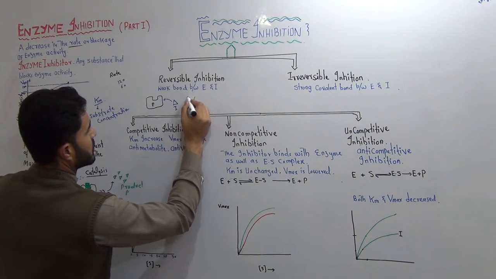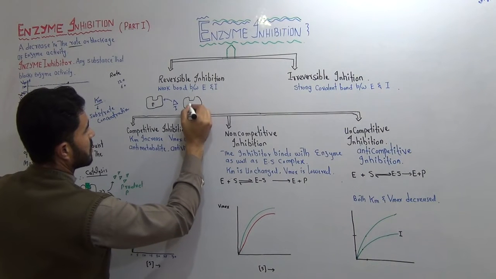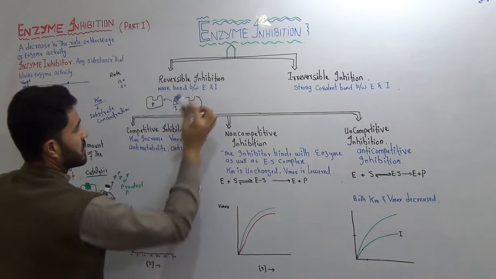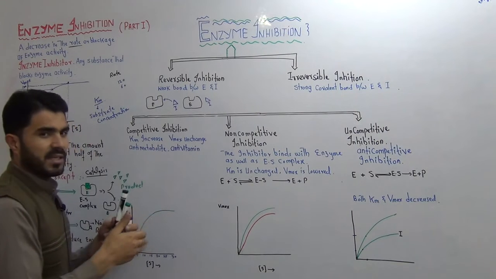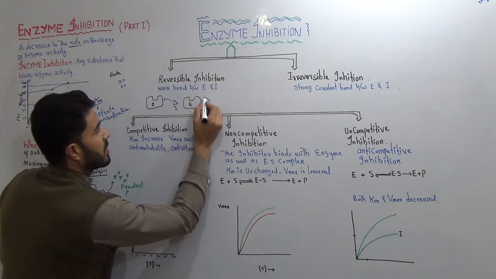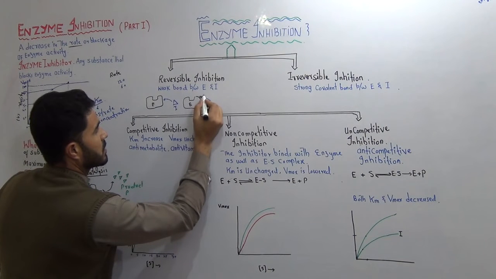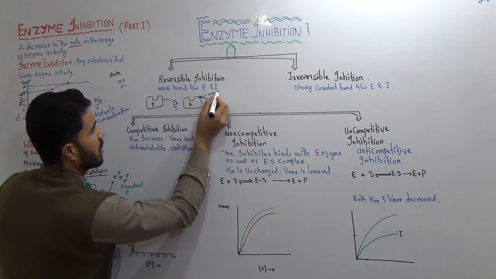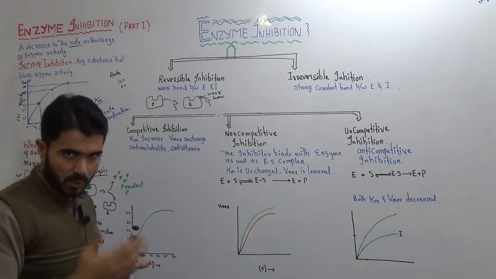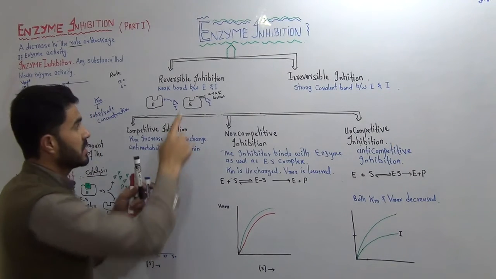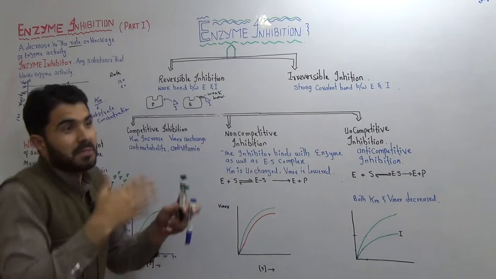I'm again going to write the enzyme. This is our enzyme, and the substrate is also there. Yes, this is our inhibitor, but there is a bond between the enzyme and the inhibitor. This is a very weak bond. This is such a weak bond that it can be easily broken, so there is a chance that the enzyme can regain its activity back.